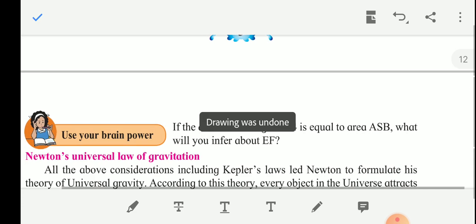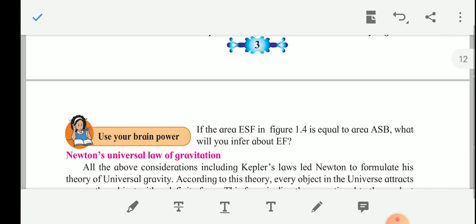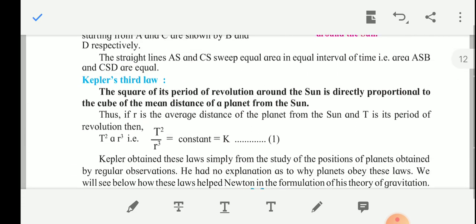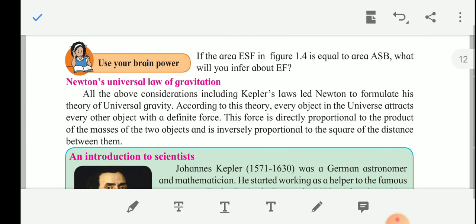In this video, I am just recording till Kepler's laws. Just go through it, and then we will go towards the next part, that is Newton's universal law of gravitation.